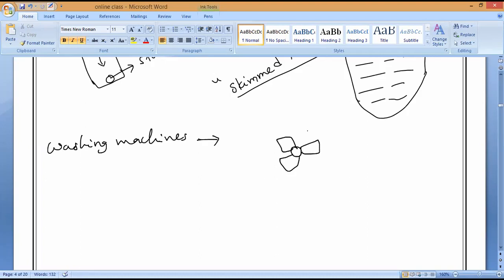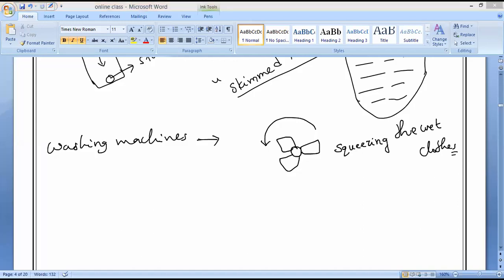What will the fans do? When they rotate very fast, they will squeeze the cloth. Is it yes or no, Harish? They squeeze the wet cloth so that all the water droplets come out. So what will happen? The cloth will become dry. That is what you have to remember. Washing machines squeeze out water from wet clothes and make them dry. Do you understand? Please respond.